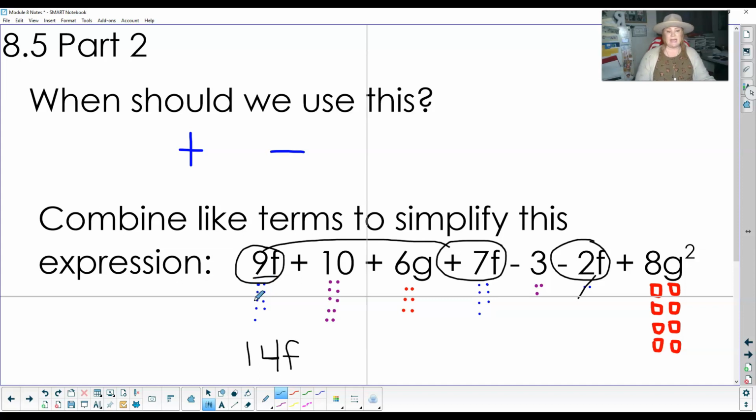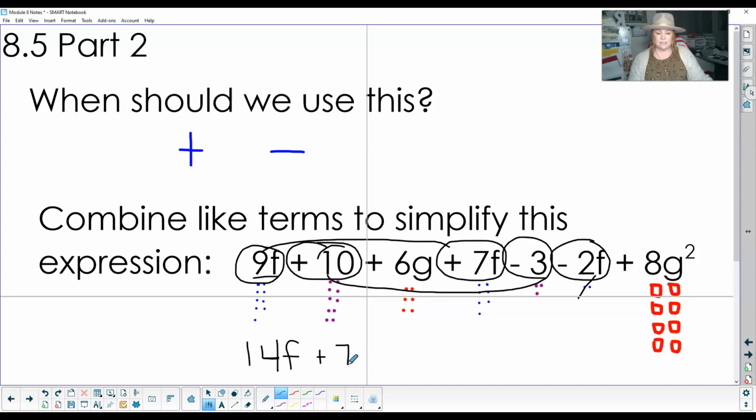Okay, now let's go ahead and look for just our regular numbers, our constants. I have 10 here. So here's 10, and it's a positive 10. And I'm going to connect it over to this negative 3. 10 minus 3 is 7. So it's positive. I still have 7. So 14 F's plus 7.